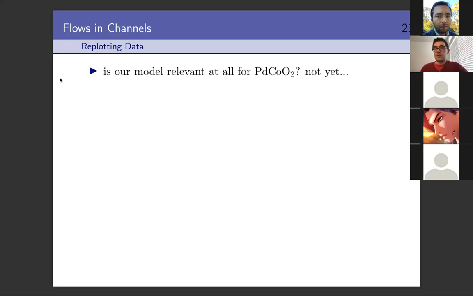is this model relevant for palladium cobaltate? And it turns out that the answer is no, somewhat unfortunately. And the reason why is sort of simple. After we did all this work, we came up with this model.